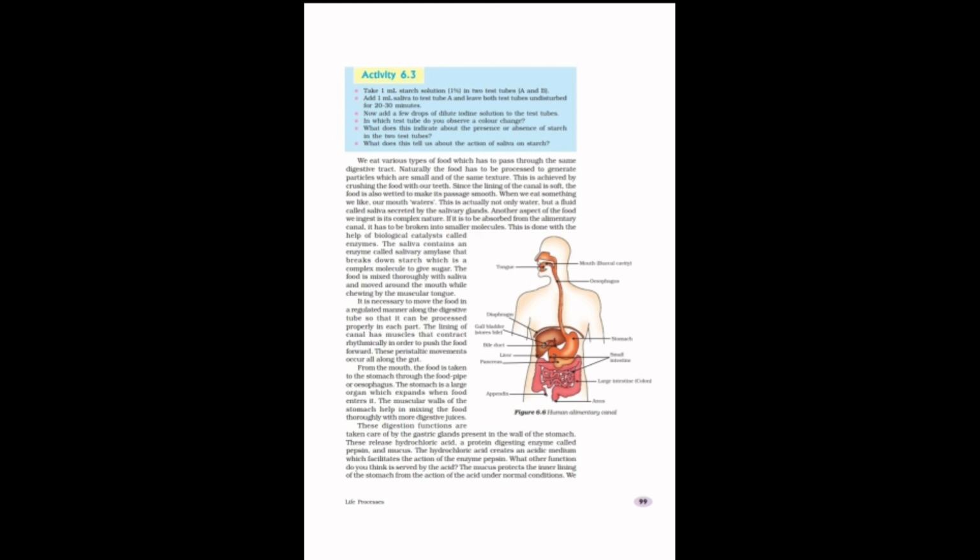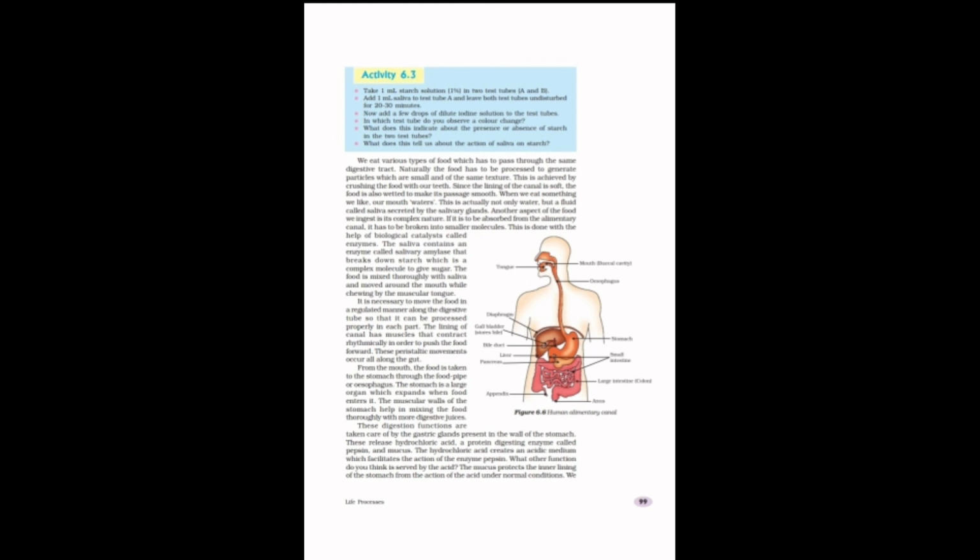Another aspect of the food we ingest is its complex nature. If it is to be absorbed from the alimentary canal, it has to be broken down into smaller molecules. This is done with the help of biological catalysts called enzymes. The saliva contains an enzyme called salivary amylase that breaks down starch, which is a complex molecule, to give simple sugar. The food is mixed thoroughly with saliva and moved around the mouth while chewing by the muscular tongue.